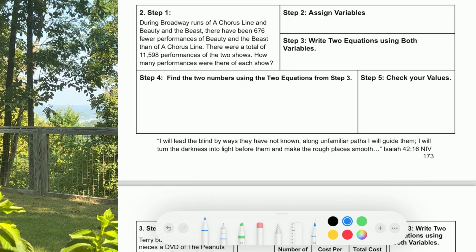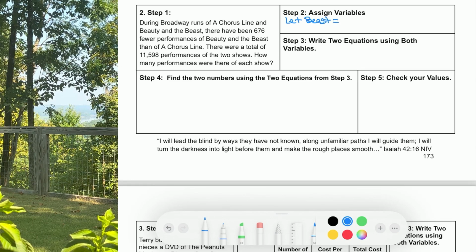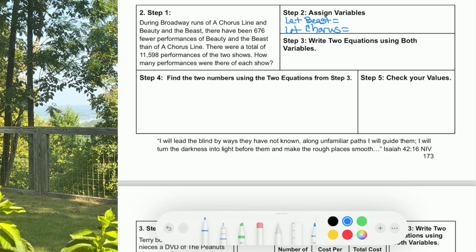All right, so the first thing I'm going to do is write out let Beast equal and let Chorus equal. And I need to figure out what each of these are going to equal, okay? So it says there have been 676 fewer performances of Beauty and the Beast than of A Chorus Line. So the way they describe Beauty and the Beast is by referencing chorus lines. So chorus is going to be my reference letter, my reference variable. So I'm going to make it C.